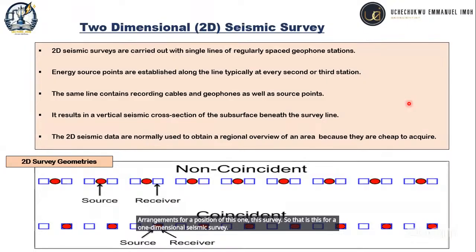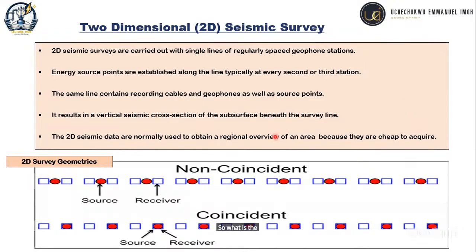The next we will look at is the two-dimensional seismic survey. So what is the 2D? I'm sure we are all conversant with the 2D. We've all heard of it one way or the other. It's a seismic acquisition survey design where you have just one receiver line. On that receiver line, you also have your shots.